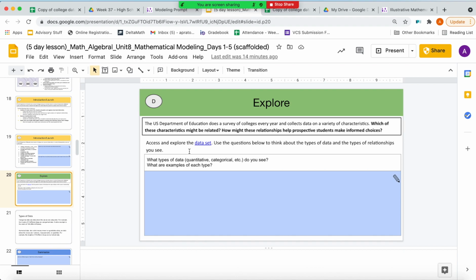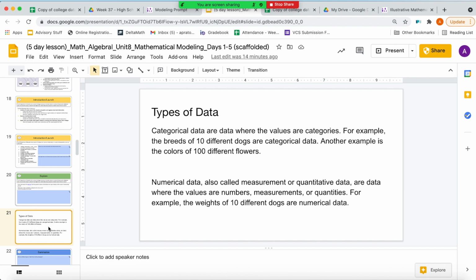So I'm going to show you the data set in a moment, and you're going to use that data set and think about the types of data and relationships you see. So what types of data do you see? What are examples of each type? I'm going to show you a quick slide that I just threw in here.